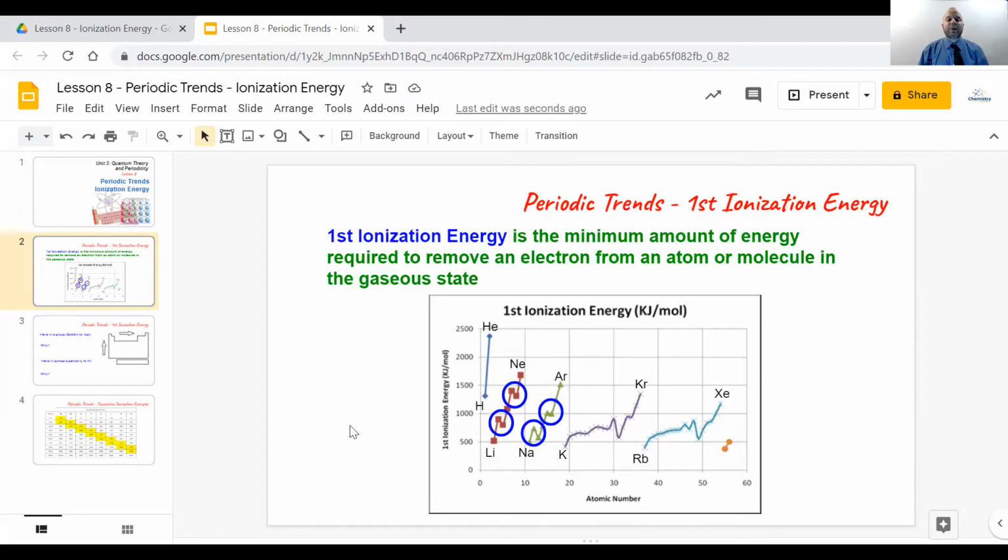We see that same anomaly occur in the third period. As we go from magnesium to aluminum, we see that it requires more energy to remove an electron from an atom of magnesium than it does from aluminum, even though aluminum has more protons. Again, this occurs because the 3p sublevel in aluminum is partially filled, which makes it slightly less stable than the completely filled 3s sublevel found in magnesium.